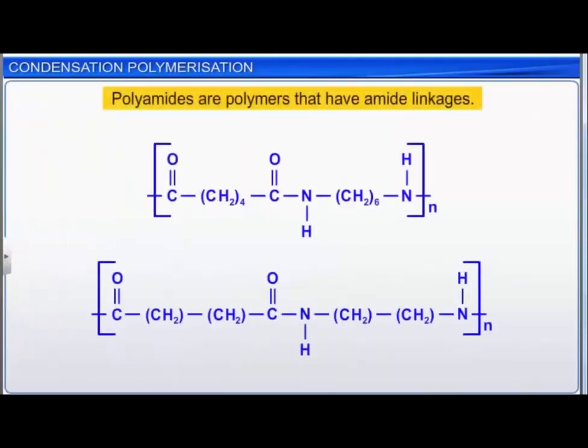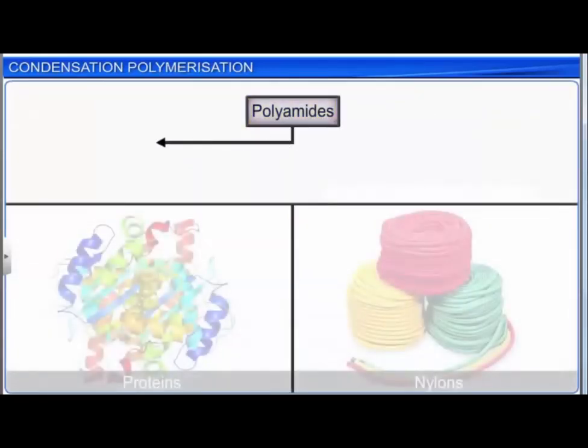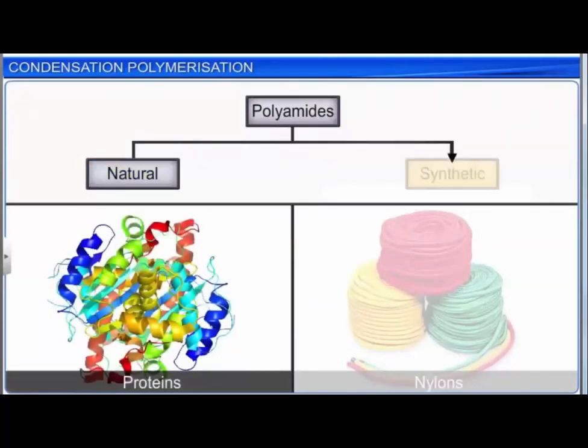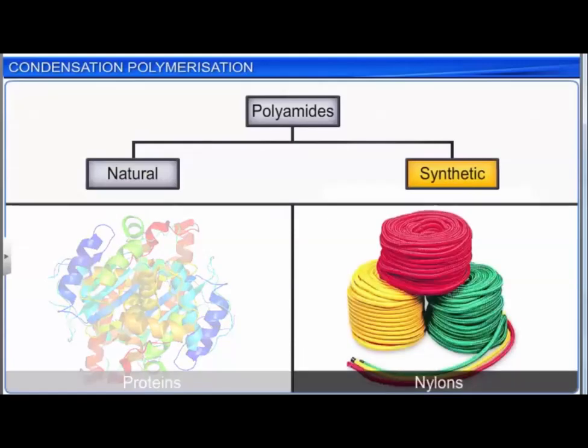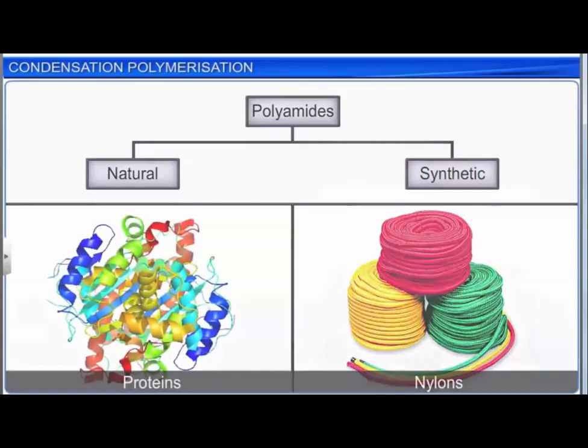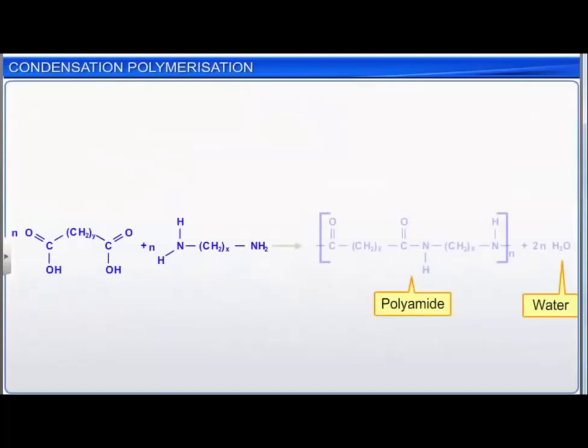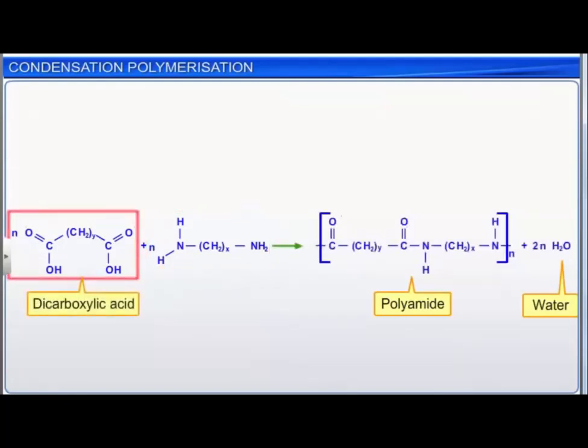Polyamides are polymers that have amide linkages. Polyamides may be naturally occurring, such as proteins, or synthetic, such as nylons. Nylons are commercially important synthetic fibers. The general reaction to obtain polyamides can be described as the reaction of diamines with dicarboxylic acids or dibasic acids to form amide linkages.